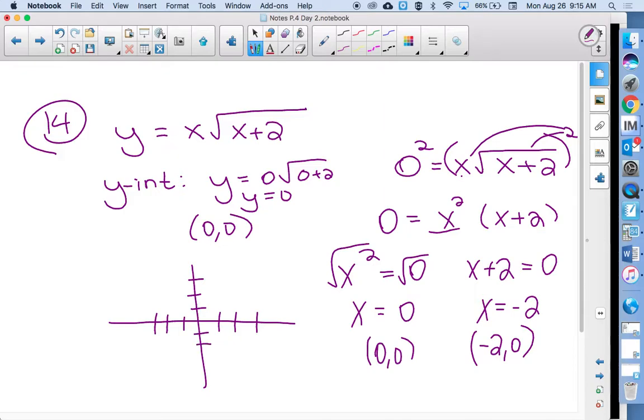So it starts out here at negative 2, comes down, and then kind of shoots up. It doesn't go beyond the negative 2 because then you have a negative underneath the square root. Questions? Good question to ask.